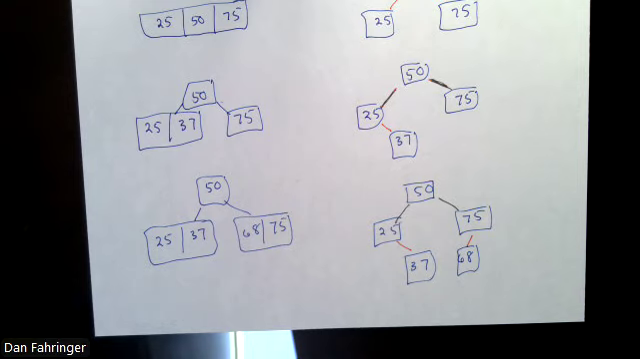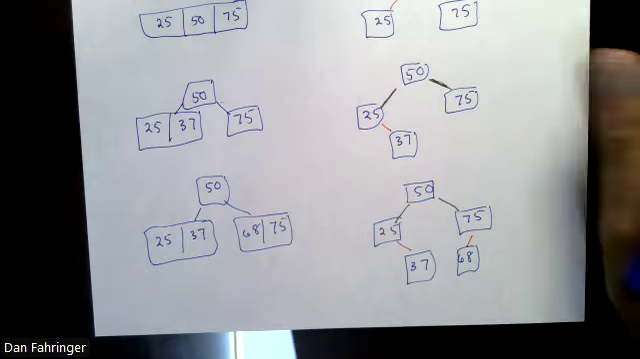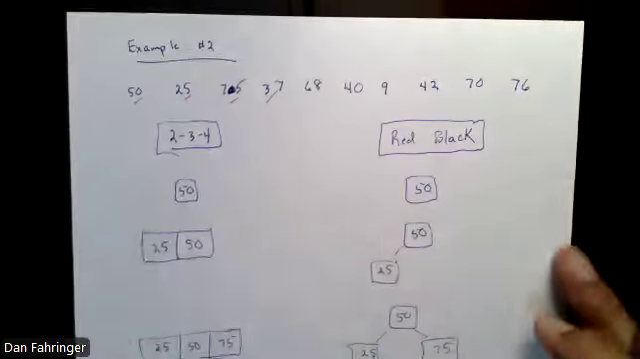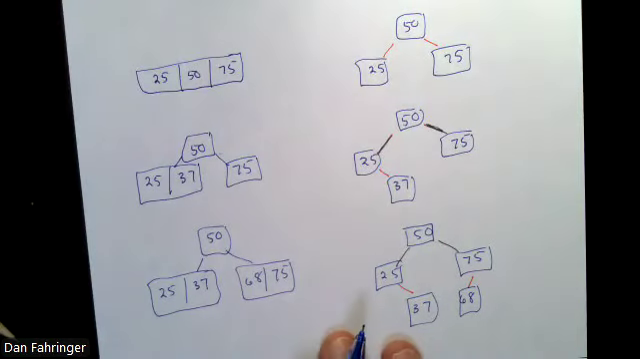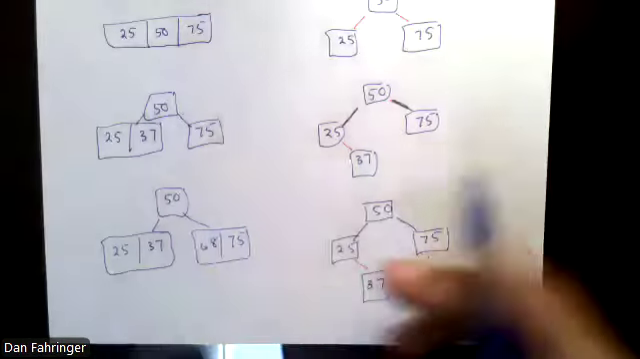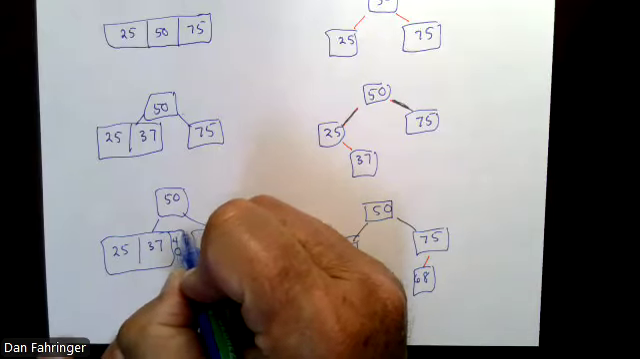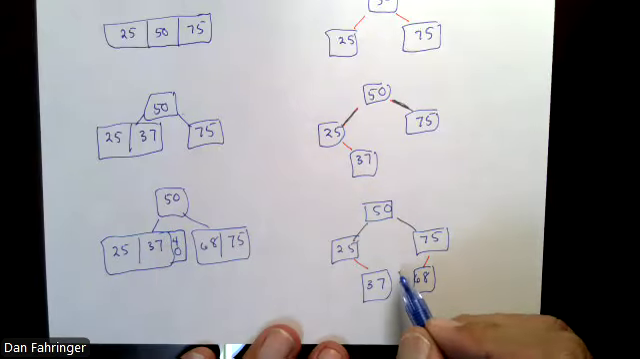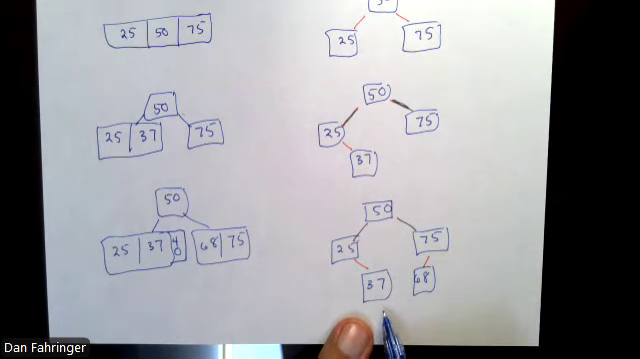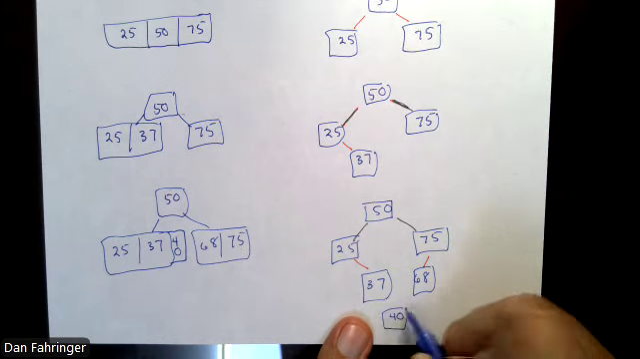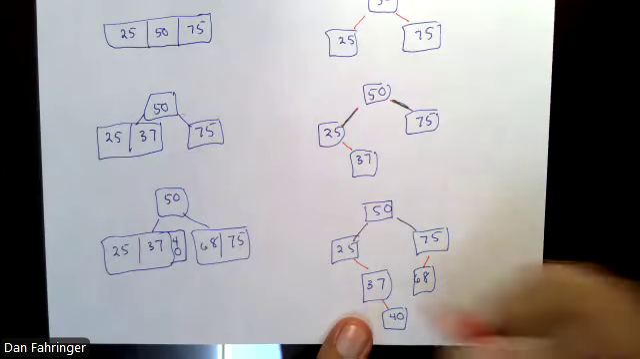Keep going. We just did 68. We have 40 coming up. So 40 goes left and it's red. Okay, we're going to start with what it looks like over here. 40 is going to go over, it's going to go down, and I guess it has to go right. And all of a sudden, I have two reds in a row.